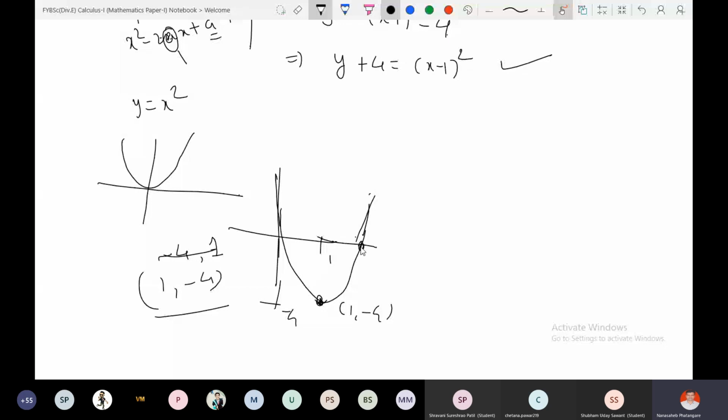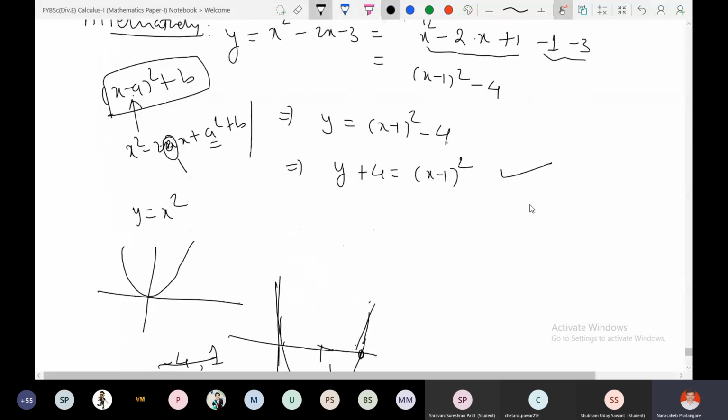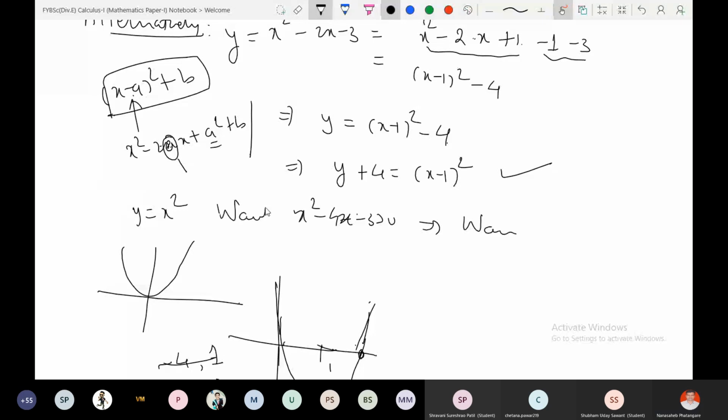And what are the values of y which are positive? What I want is that x square minus 2x minus 3 is positive. That means I want y positive, right? So on the parabola, what are the values of x for which y is positive? Because I am saying that y is equal to x square minus 2x minus 3, and I want this to be positive, means y positive.